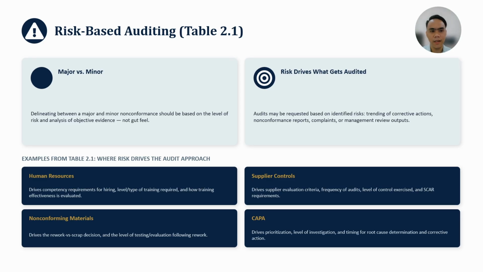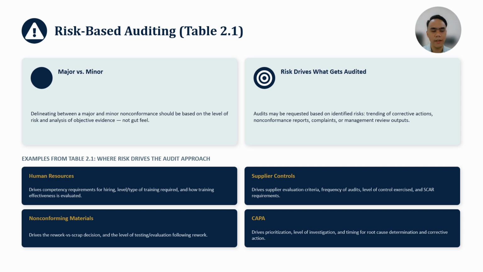When assessing audit nonconformities, it's recommended to use a risk-based approach. For example, when delineating between a major and a minor nonconformance. So this determination should be based on the level of risk involved and the analysis of audit objective evidence. So not simply a subjective judgment call by whoever happens to be auditing that day.